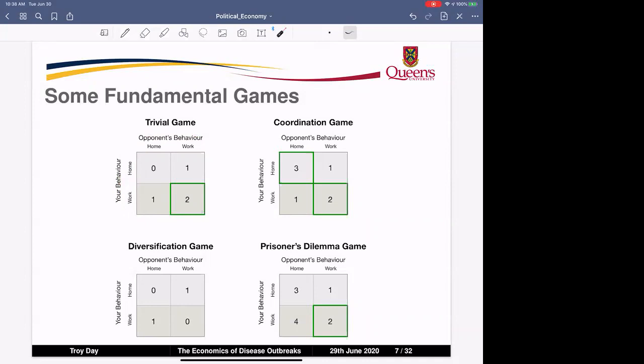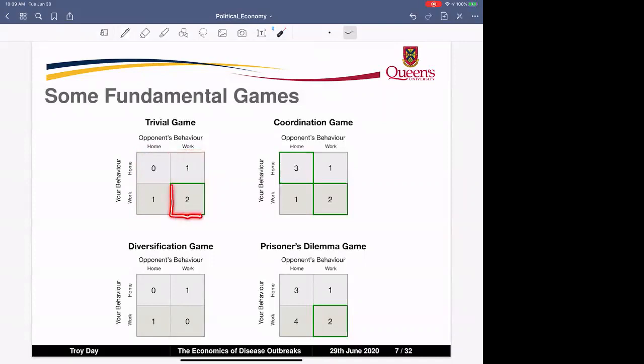The numbers in the matrix tell you your payoff as a function of what you do and what your opponent does. So in this trivial game, for example, if your opponent stays home, there are your 2 choices. You can stay home and you get a payoff of 0, or you can go to work and you get a payoff of 1. So clearly, if your opponent stays home, your best choice is to go to work. If your opponent goes to work and you stay home, you get a 1. If you go to work, you get a 2. So again, it's in your best interest to go to work if your opponent goes to work.